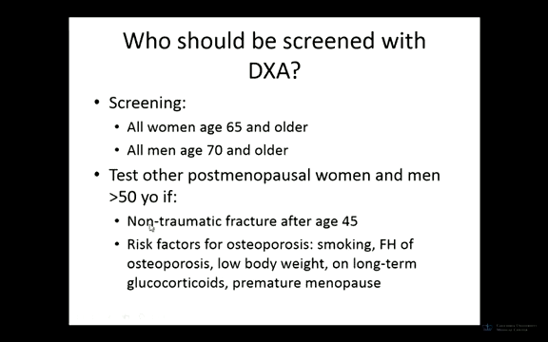The risk factors for osteoporosis are smoking, a family history of osteoporosis, low body weight, in particular weight less than 127 pounds, being on long-term glucocorticoids, so anything over 3 months is considered long-term, or premature menopause, so menopause before the age of 40.